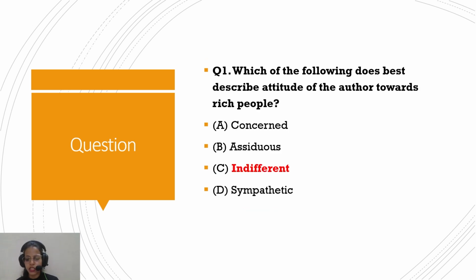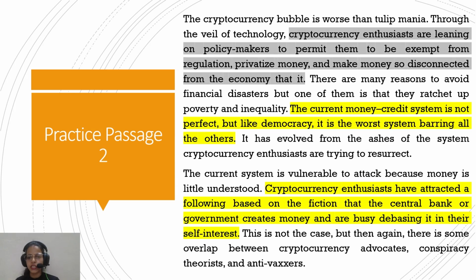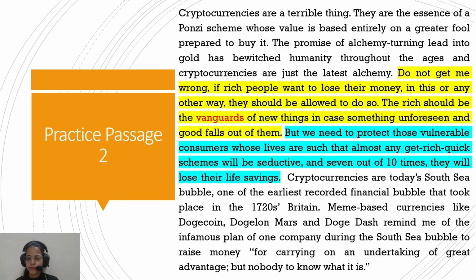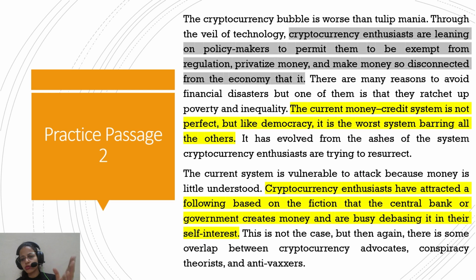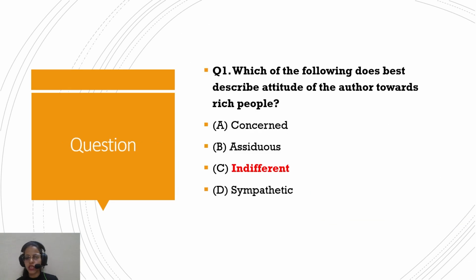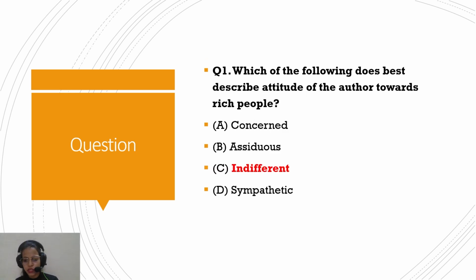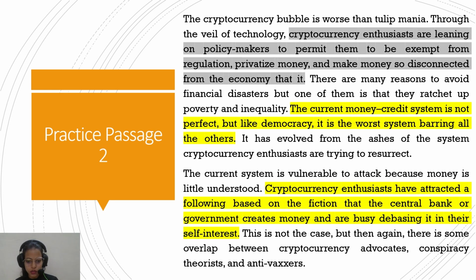The author defends the current money system. The current money credit system is not perfect, but like democracy, it is the worst system barring all the others. So it's like best amongst the worst kind of thing. So this is some sort of defense of the money credit system. And what else? All through, there are various examples. You can see that the author has been defending the current money credit system and criticizing Bitcoin. Author rejects the idea that central bank, I mean, this was also very clearly written about debasing.